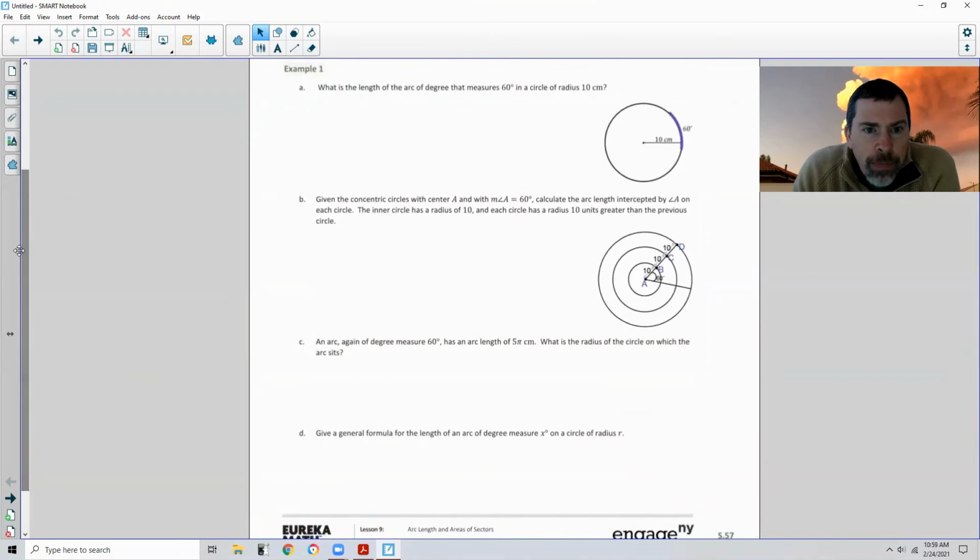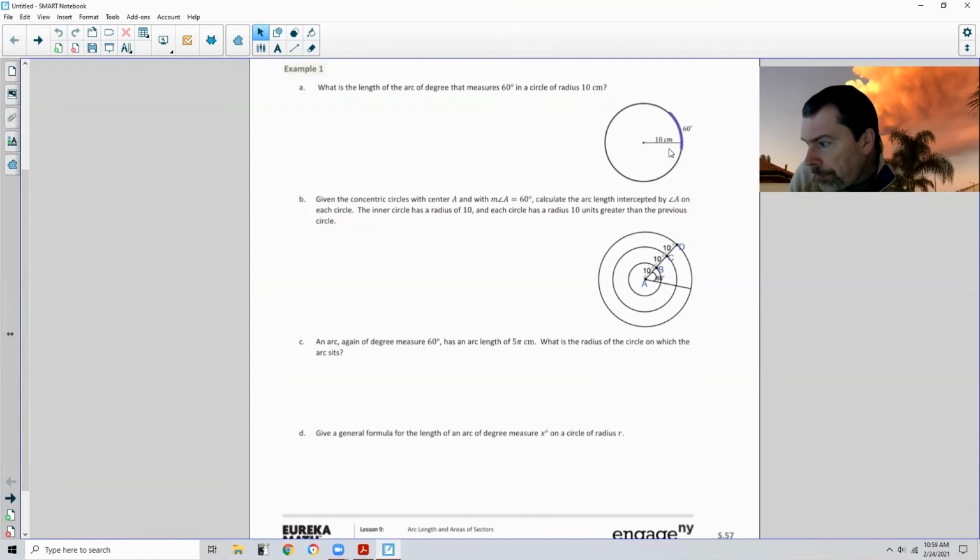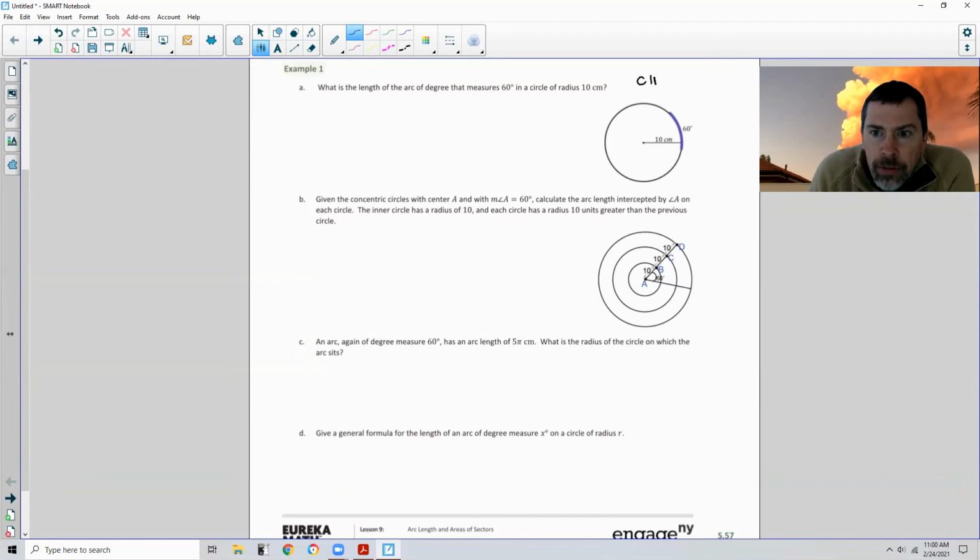Classwork example 1. What is the length of the arc of degree that measures 60 degrees in a circle of radius 10 centimeters? Well, let's explain this. If I took a circle and took a string and went around it, or even a hula hoop that you cut and flattened out, what is the distance around a circle? The distance around the circle is the circumference.